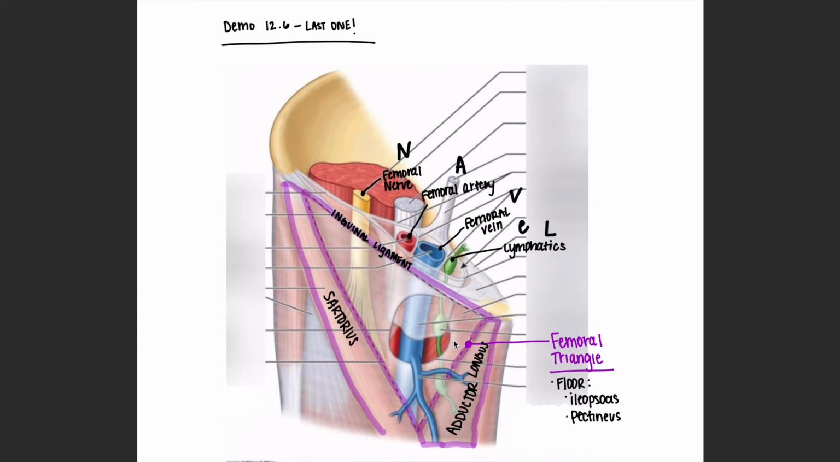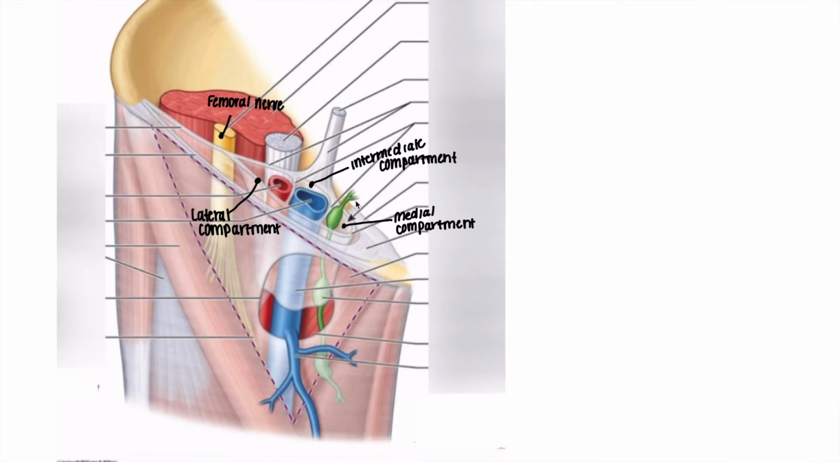Contents of the femoral triangle from lateral to medial are the femoral nerve, artery, vein, and empty space with the deep femoral lymph nodes. That can be remembered as navel. The femoral sheath is a continuation of the transversalis fascia, seen here, and the iliopsoas fascia, seen here. The femoral sheath does not enclose the femoral nerve. It does, however, enclose the femoral artery, vein, and lymphatic system.